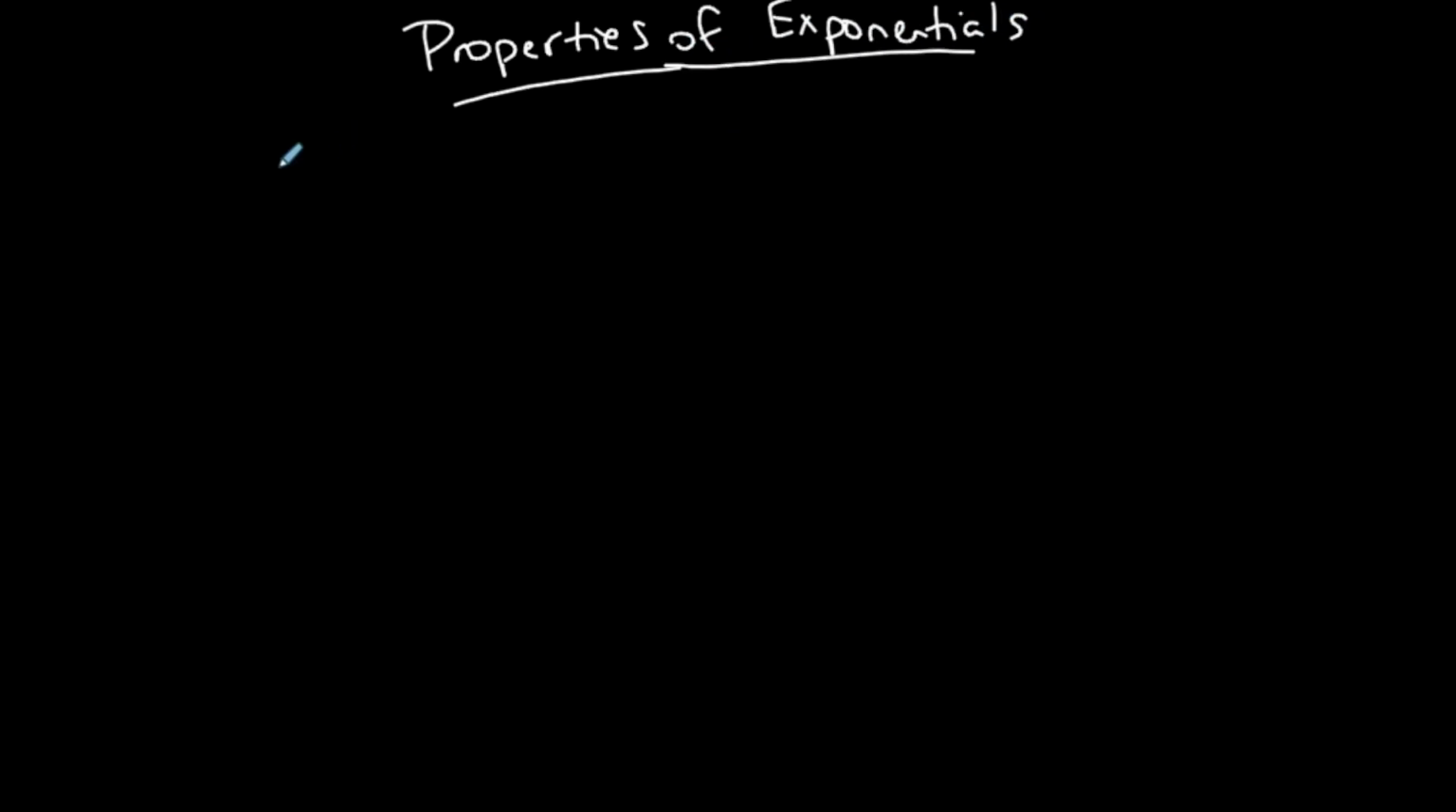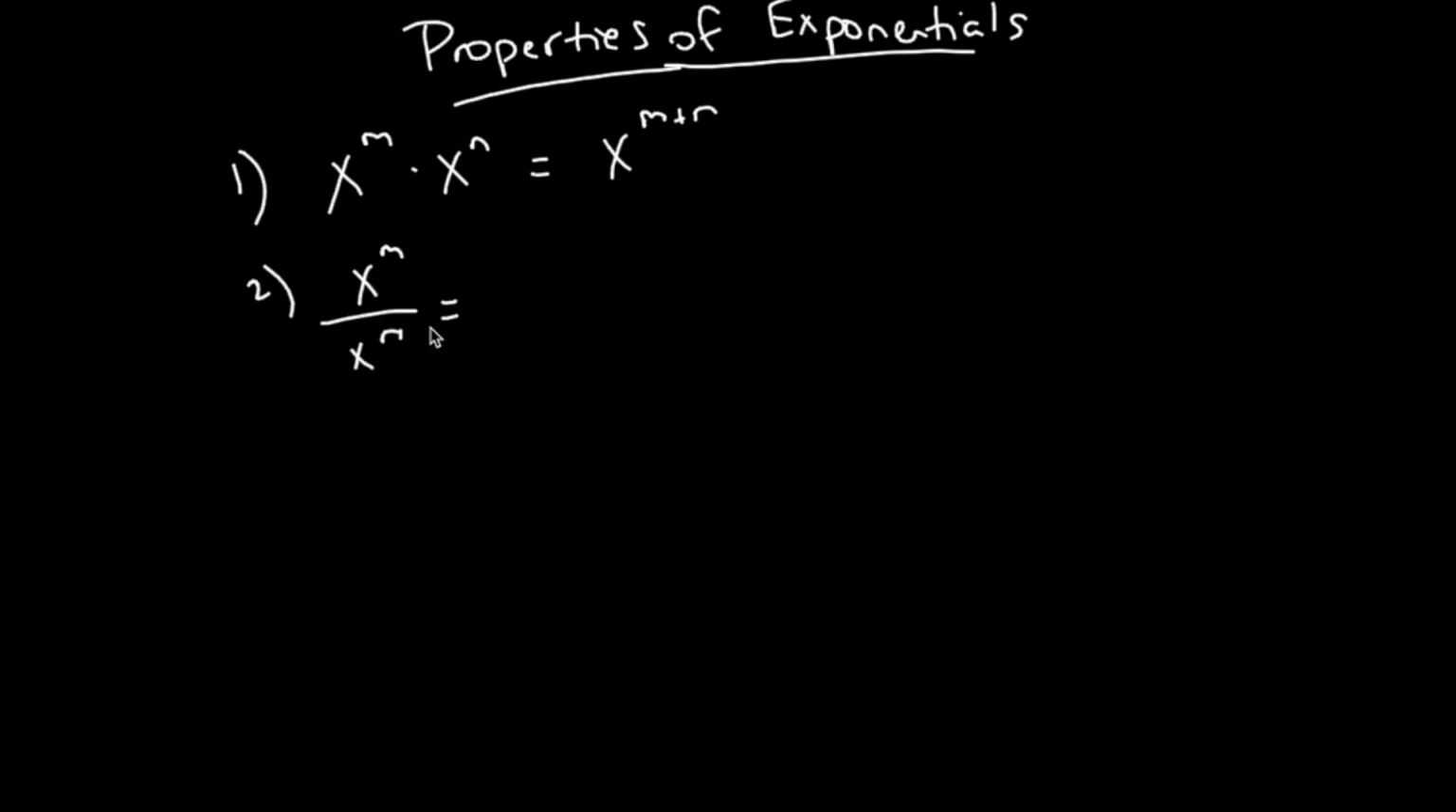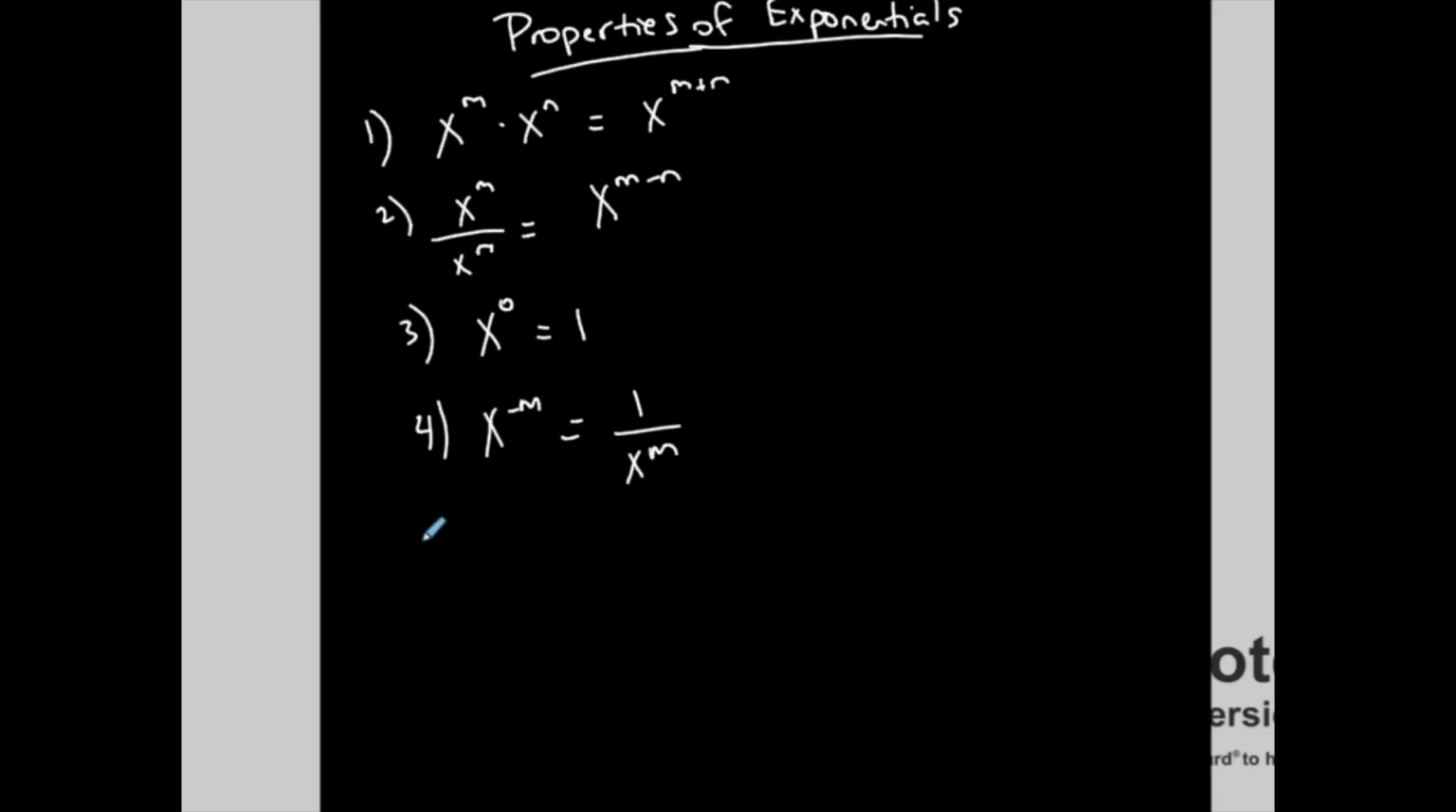I'm going to put this in here just in case you forgot these. Properties of exponentials. These are properties of exponents. You need to know these. If you have a product of two exponential terms with the same base, you add the exponents. If you're dividing, hopefully this is a quick review, you're subtracting. Anything to the 0 power is 1. Anything to a negative exponent, you flip it and make the exponent positive.